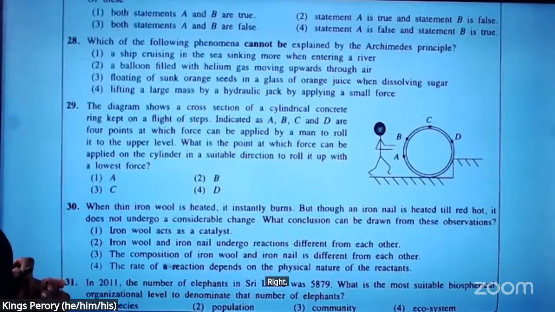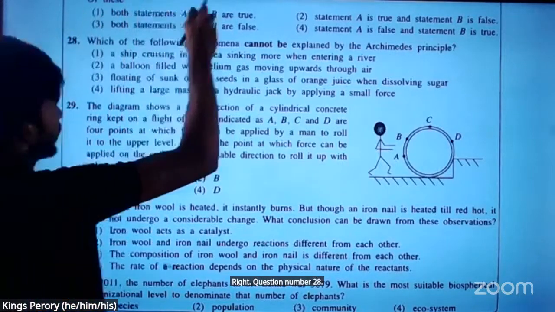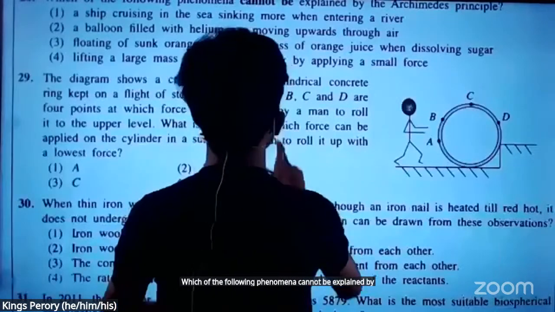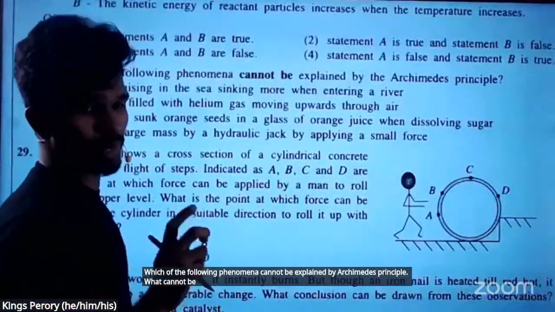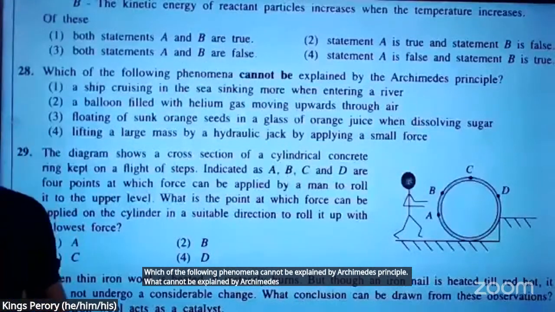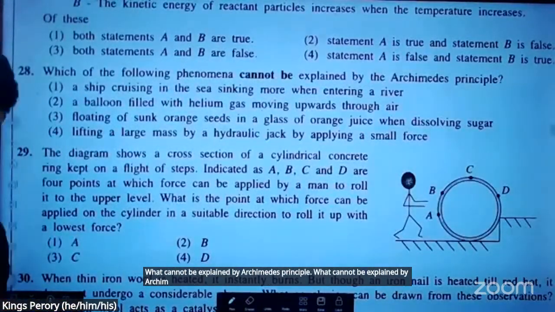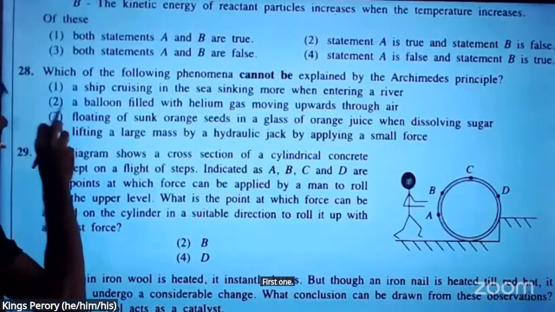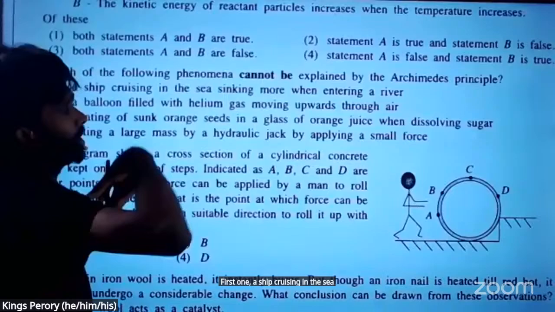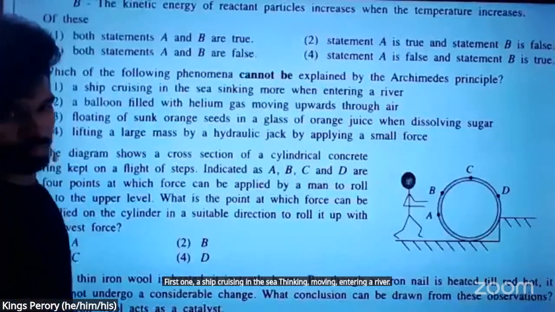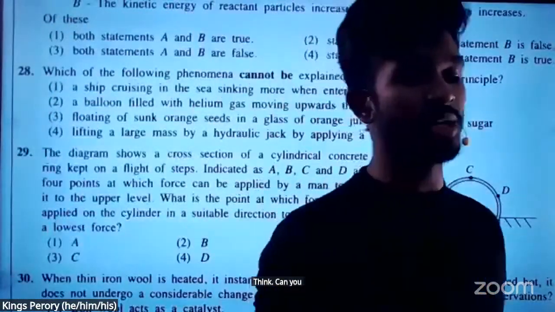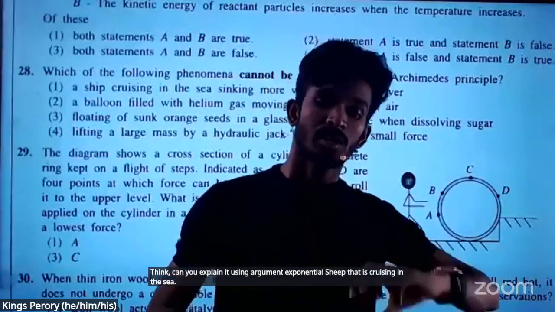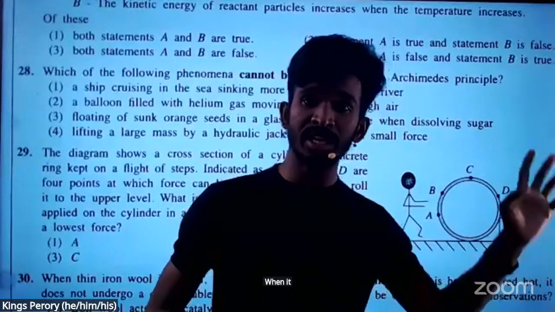Question number 28. Which of the following phenomena cannot be explained by Archimedes' principle? We'll go one by one. First one: a ship cruising in the sea, sinking more when entering a river. Think. Can you explain it using Archimedes' principle? The ship that is cruising in the sea, when it enters the river, is sinking more.